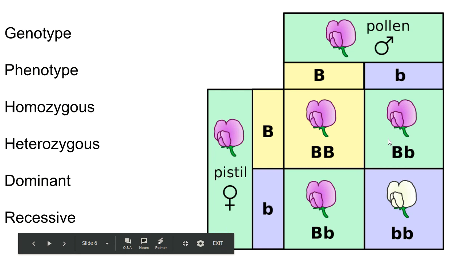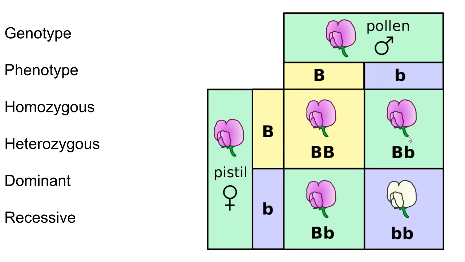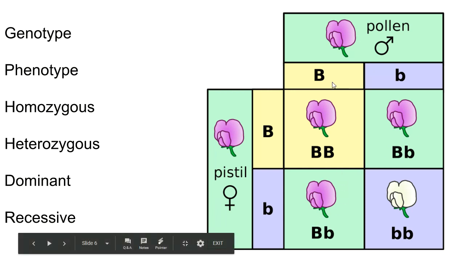They can also cross this big B with this little b, and you get a heterozygous offspring, which would demonstrate the dominant phenotype of purple. And it's the same idea here. Big B, little b, and you get heterozygous offspring.